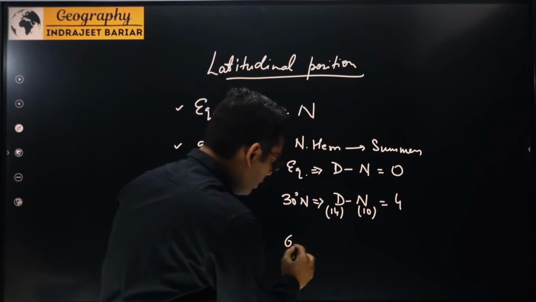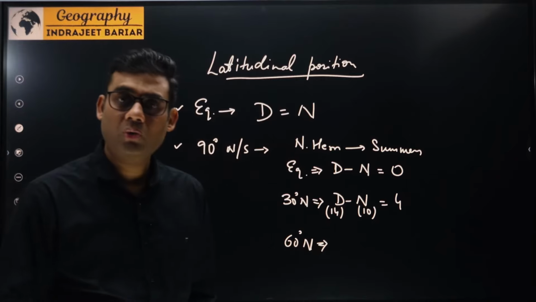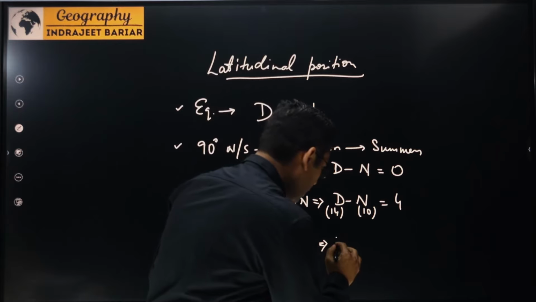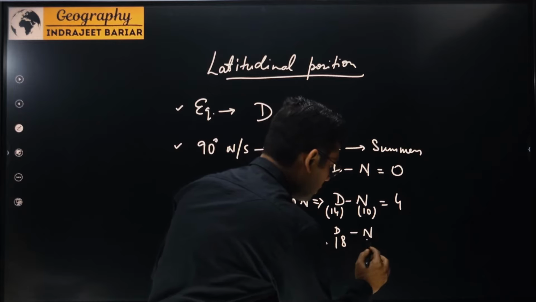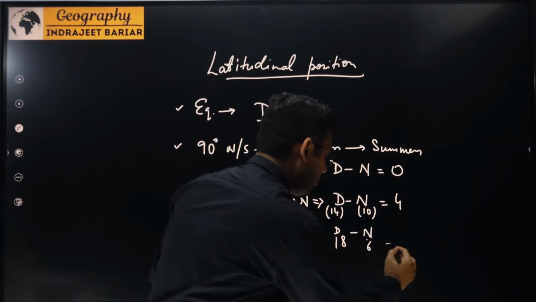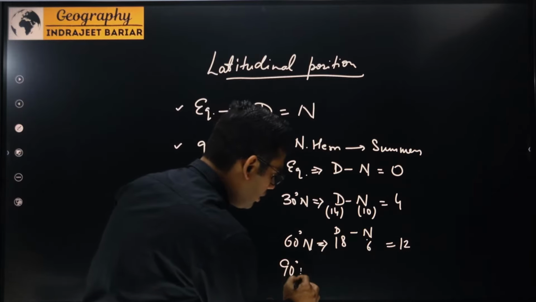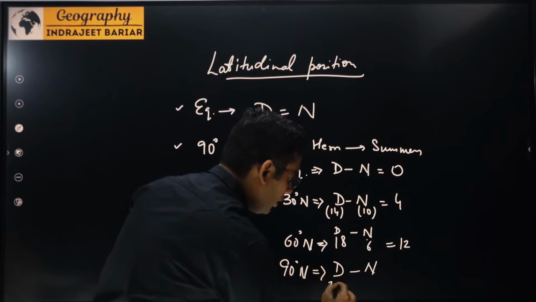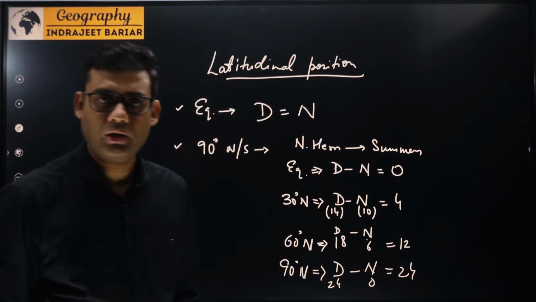If you further reach, let's say, 60 degrees north, this difference would be more visible. The conditions can be 18 hours of day minus 6 hours of night, which means 12 hours. And when you reach 90 degrees north, day is 24 hours, night is 0, which means you are getting a 24 hours difference.